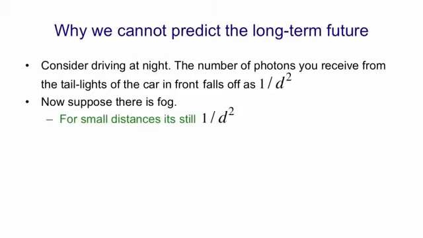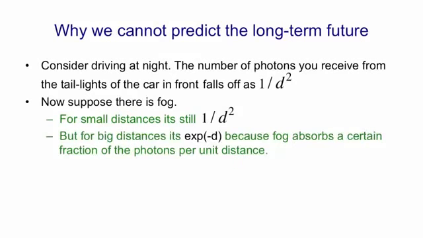Over short ranges, the number of photons you get from the tail lights in front of you still falls off as 1 over d squared, because over a short range, the fog hardly absorbs any light. But for large distances, it falls off as e to the minus d, and that's because fog has an exponential effect. Fog absorbs a certain fraction of the photons per unit distance. So for small distances, fog looks very transparent, but for large distances it looks very opaque.